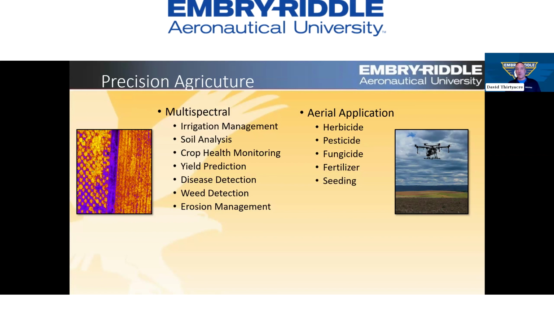Disease detection is a big one, especially up here in the Pacific Northwest, where there's a lot of forestry going on. Being able to follow where the bark beetles, for example, might be going through an area and things like that. Weed detection, and that's one of the images on the left. Again, we'll talk about that there.